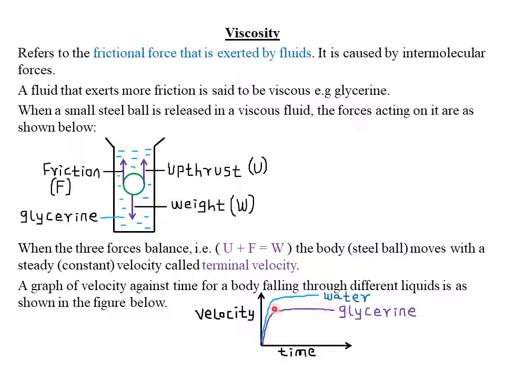So the velocity at which this particular graph starts to flatten, for example, the terminal velocity for glycerin will be the velocity at this particular point. That is the velocity of the body when the graph starts to flatten. That is where we'll have the terminal velocity. For example, if the value of velocity at this point was maybe 10 meters per second, then we will say that the terminal velocity of glycerin will be 10 meters per second. That is the terminal velocity.